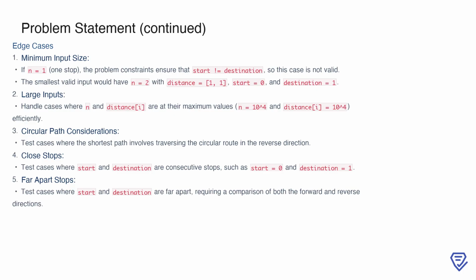Circular paths also introduce interesting scenarios, such as when the shortest path involves traveling in the reverse direction of the route. Additionally, it's important to test cases where the stops are very close, like consecutive stops, as well as cases where the stops are far apart, requiring a comparison of both forward and reverse distances to find the shortest route. These considerations ensure the solution works across all possible inputs.